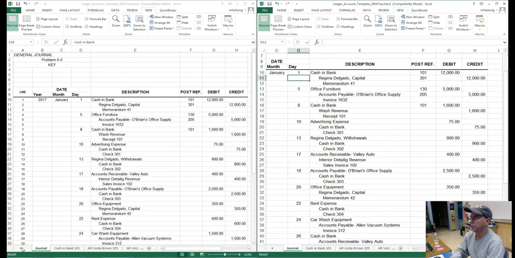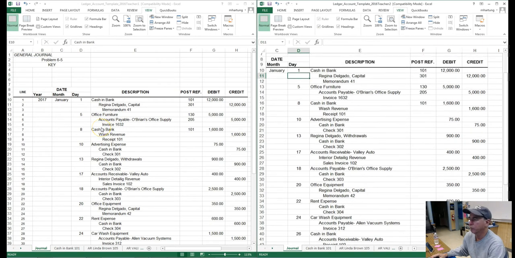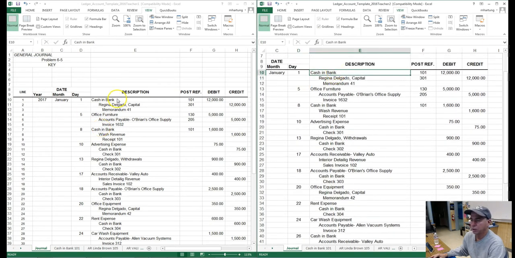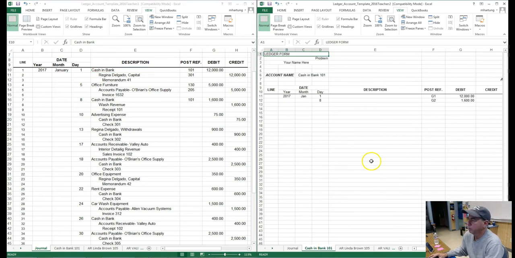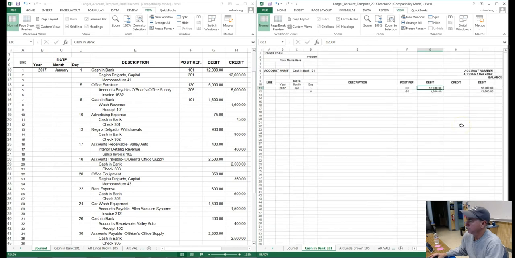All right, assuming you've got these two windows open, let's go ahead and do a quick review of the posting. And so we'll start with this first transaction over on the left side. This is our journal. And then we've got the ledgers over on the right side. So here's that transaction. We took cash and bank, went over to our cash and bank ledger account, put in the same date, post reference G1, and then posted the debit amount over here. $12,000.